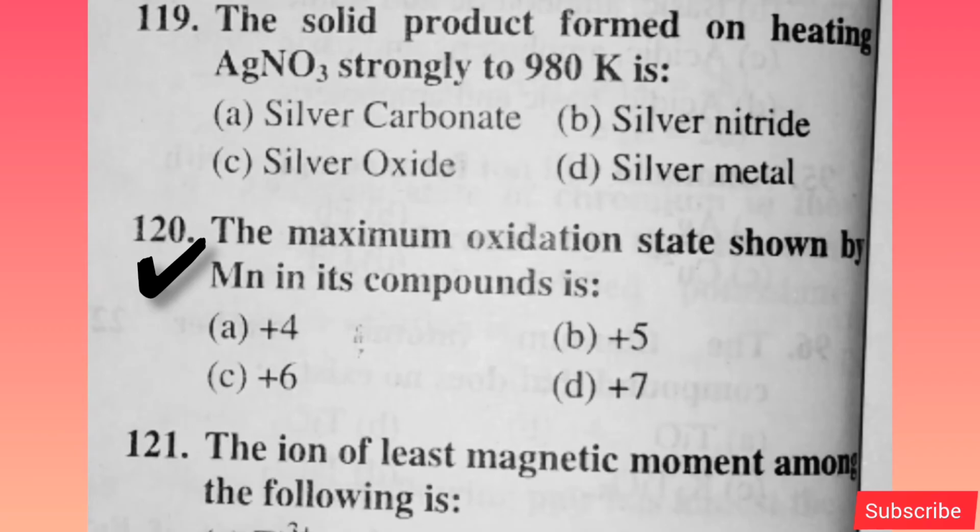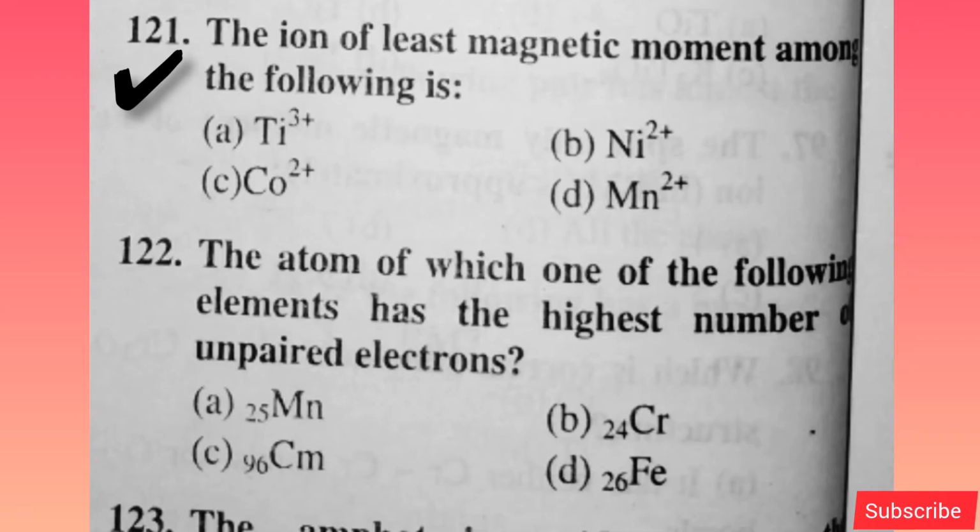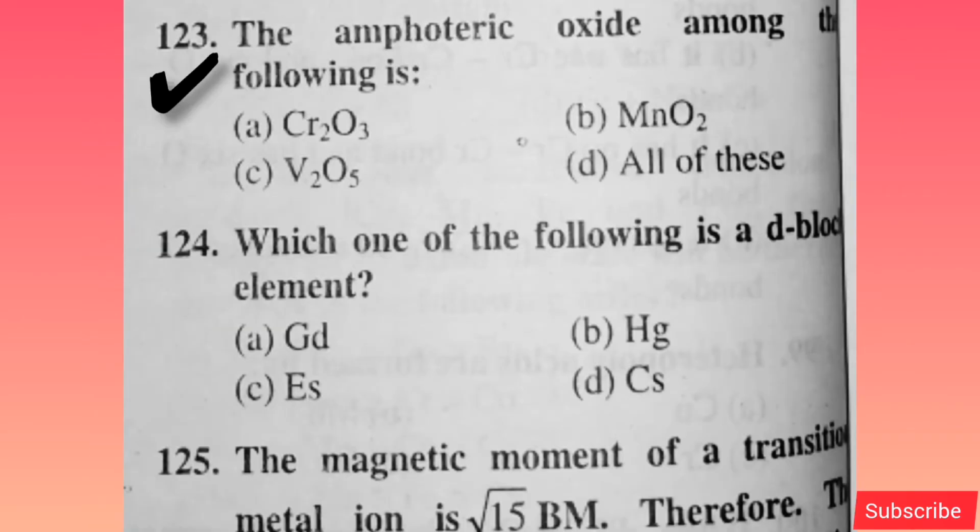Option D is correct. The maximum oxidation state shown by Mn in its compound is. Option D is correct. The ion of least magnetic moment among the following is. Option A is correct. The atom of which one of the following element has the highest number of unpaired electron? Option A is correct. The amphoteric oxide among the following is.